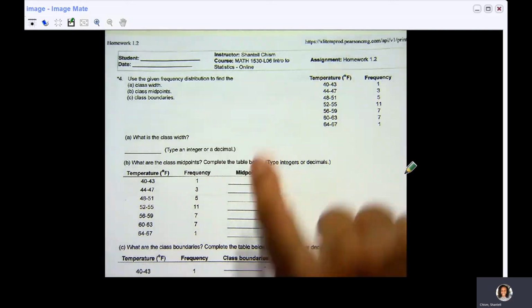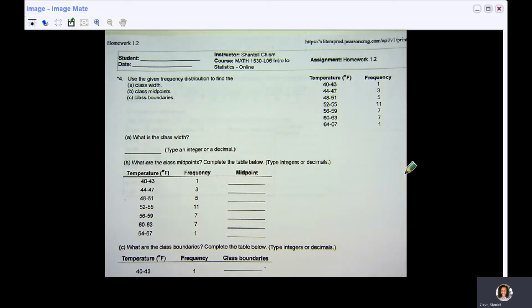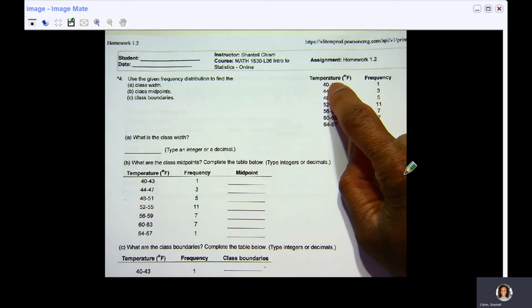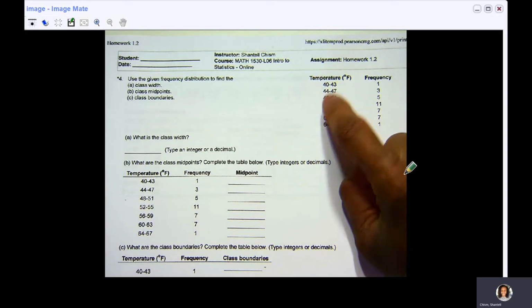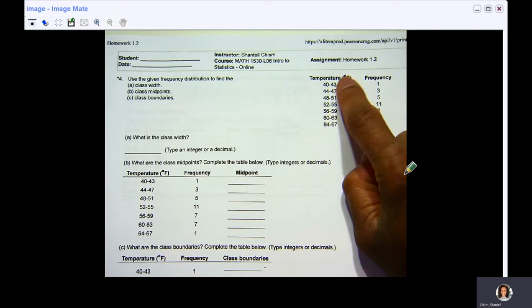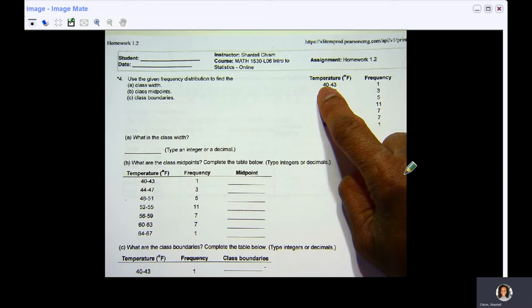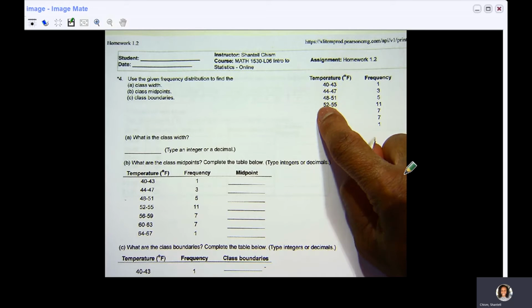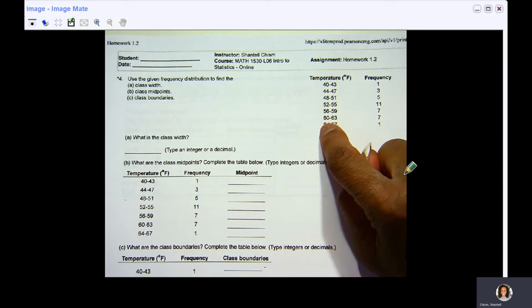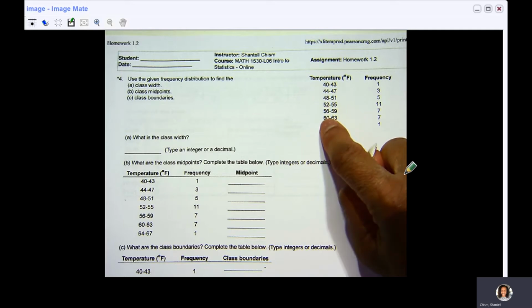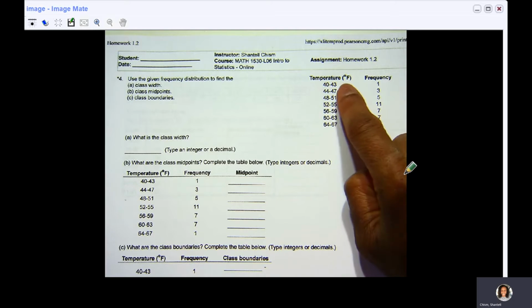So to get the class width, since they don't give us the max and min number, here's what I'm going to do. I'm going to look at all the lower limits, or I can look at all the upper limits. Look at either one, and I'm going to see how they're increasing. So notice that first lower limit is 40. The next one is 44. Then I got 48. Then I got 52, 56, 60, and 64. So these lower limits are all increasing by 4. Take a look at the upper limits.